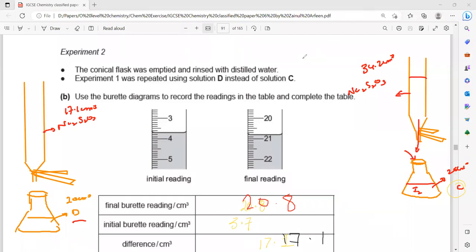And you can also compare the concentrations as well. Can you compare the concentration of C with D? Here we need 17.1 cm³ for a reaction. Here we need 34.2 cm³ for a reaction. We will take a ratio and then reverse it. So the ratio of the volume is 1:2. We need twice the amount of sodium thiosulfate in experiment 2, reacting with C, as compared to reacting with D. So that shows that C is twice as concentrated, or C has double the particles as compared to D.